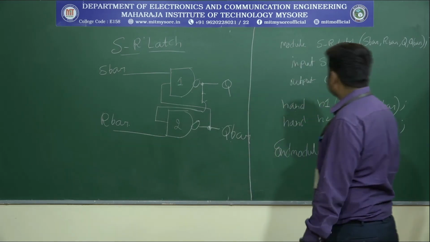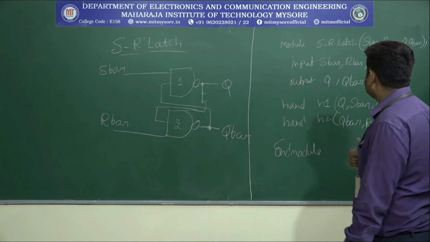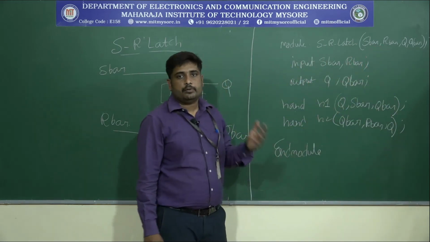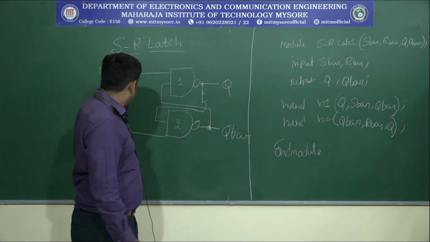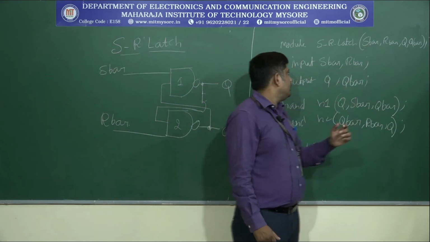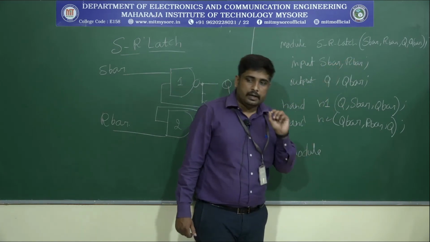Again I repeat this. Module, that is, the name of the module given as SR latch. Then you have to list the inputs and outputs: S bar, R bar, Q and Q bar. Then input S bar and R bar. These are all the inputs.